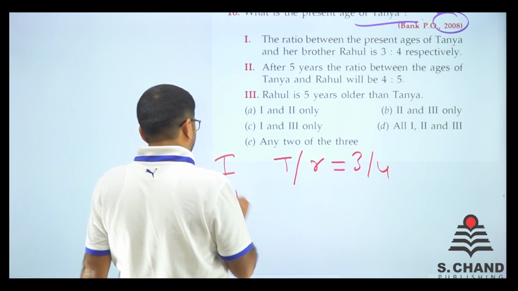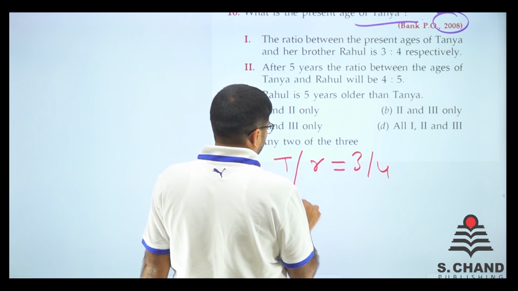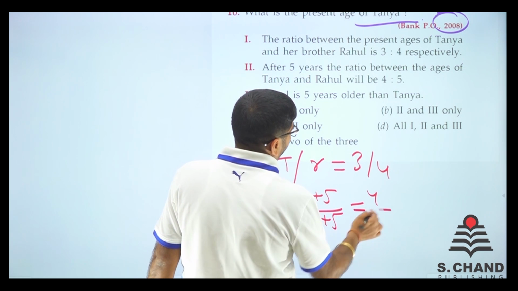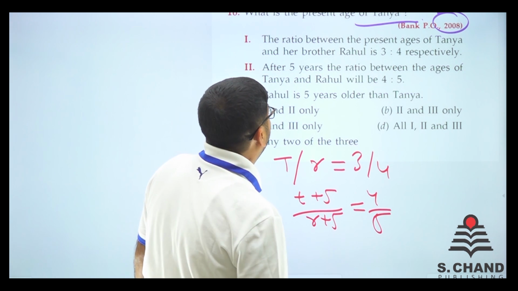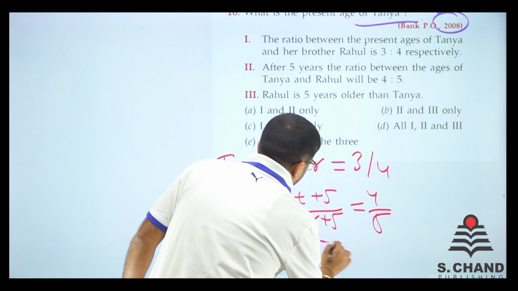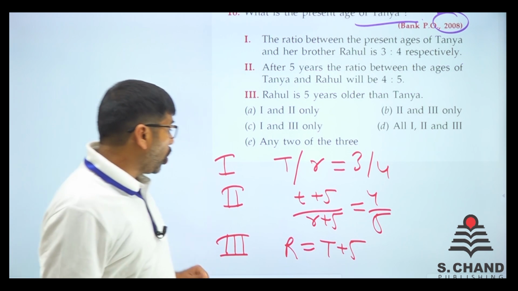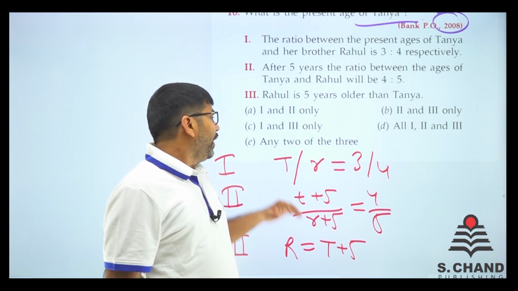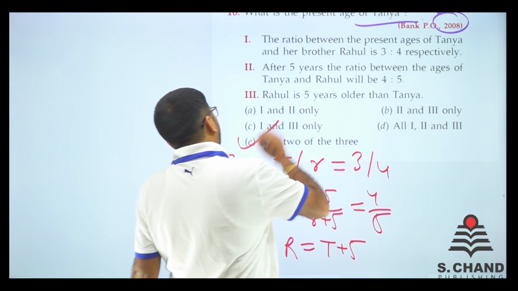Second equation says 5 years, after 5 years, रेशियो हो जाएगा T plus 5, R plus 5 and it will become 4:5. Third equation, what does it say? Rahul is 5 years older than Tanya. Rahul is R is Tanya plus 5. R is T plus 5. So, I don't think now it is a problem. We have 3 equations. Any equation you put another and you will get the answer. So I guess any 2 of the 3 will give you answer.